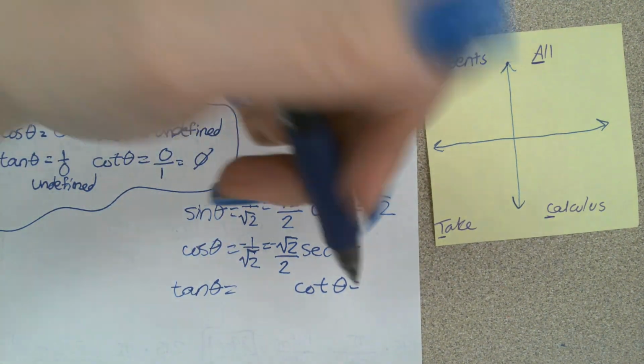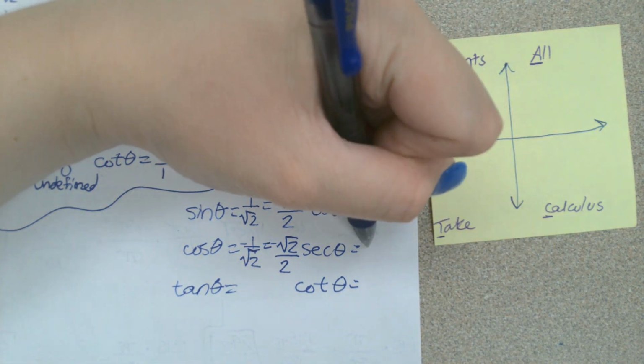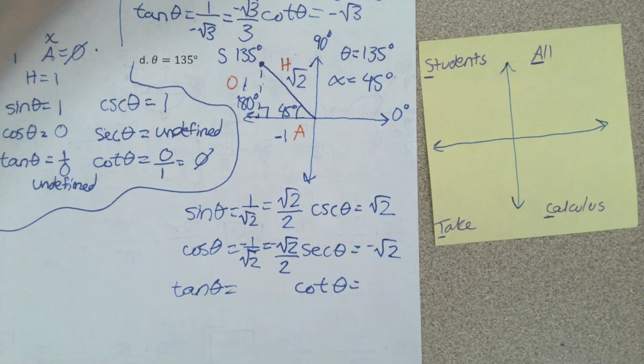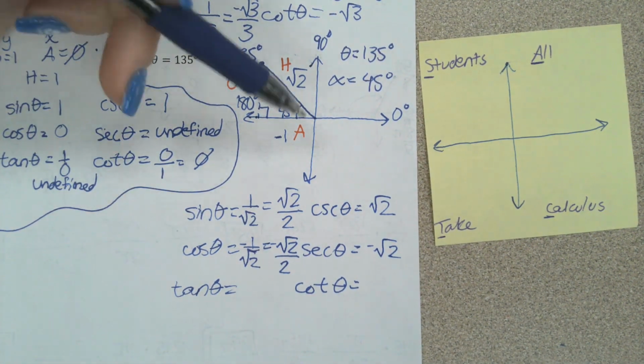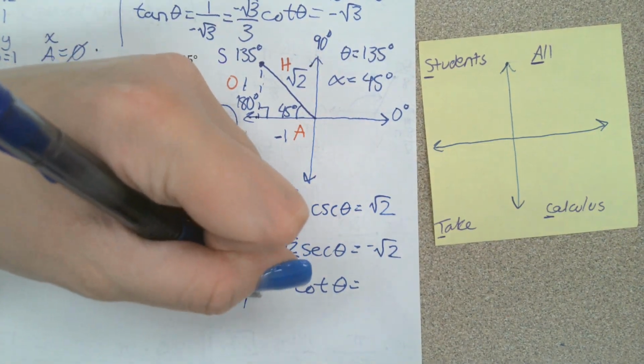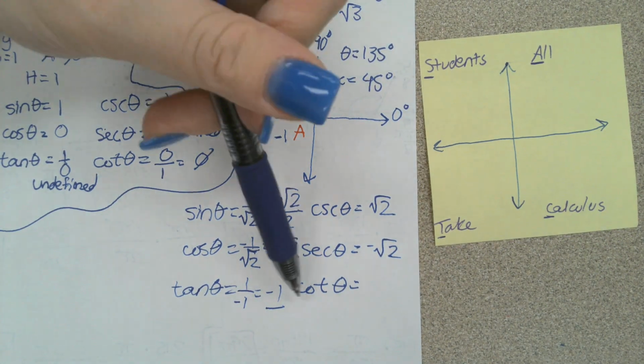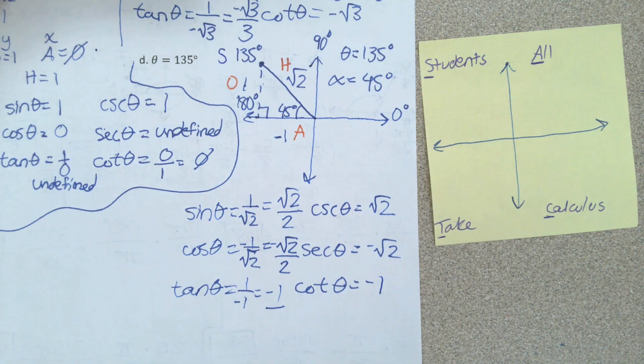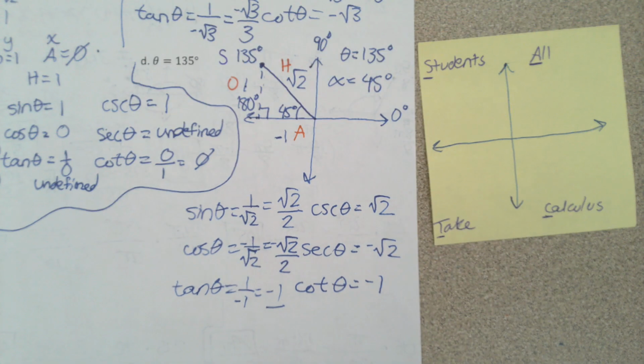Cosine, secant, we're going to flip cosine. So we're left with negative rad 2. Tangent, O over A, that's 1 over negative 1, so negative 1. And if I flip that, I'm still going to have negative 1. And those are my functions.